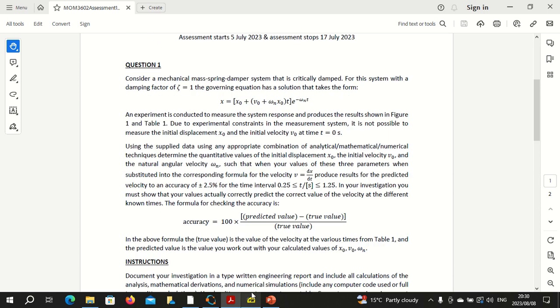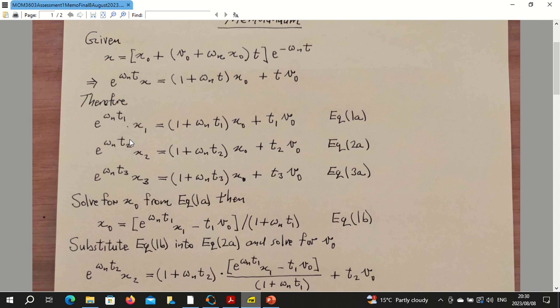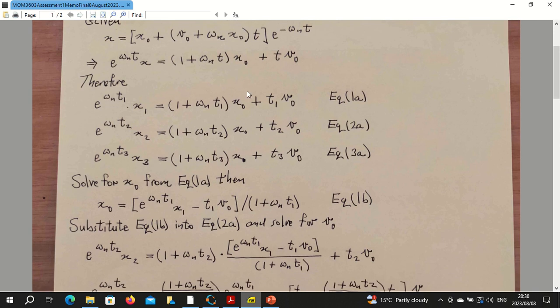So, start off from the equation. Write the equation over there. Rewrite it in that form. Substitute a value of t1, t2, and t3. You have these equations.